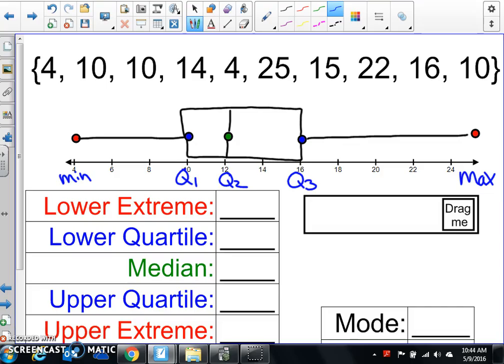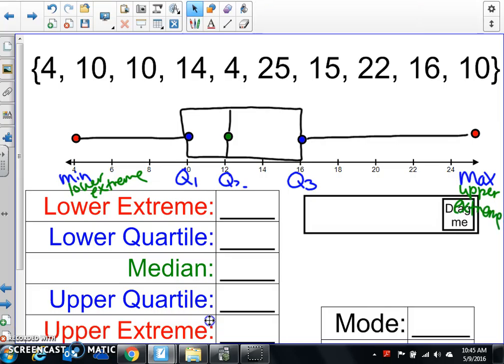The lower extreme is another word for the minimum, which would mean this is the upper extreme. All right, let's start again. So our lower extreme is the minimum point, which is 4. Our lower quartile is our Q1, which was 10.